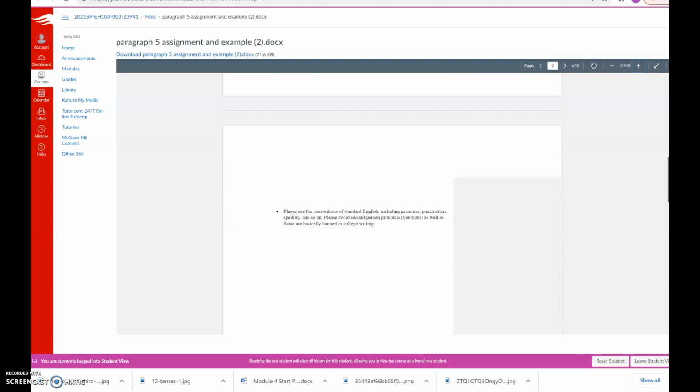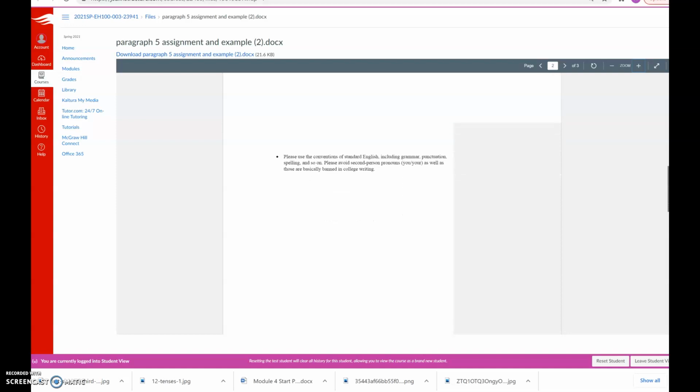Indent the first line of your paragraph and use the conventions of standard English, including grammar, punctuation, and spelling. Please avoid second-person pronouns, "you" or "your," as those are basically banned in college writing. And although I don't take off points for something we haven't discussed thus far, as of this week, we'll have discussed all the sentence structure things.